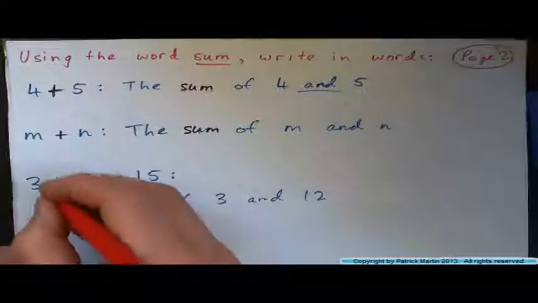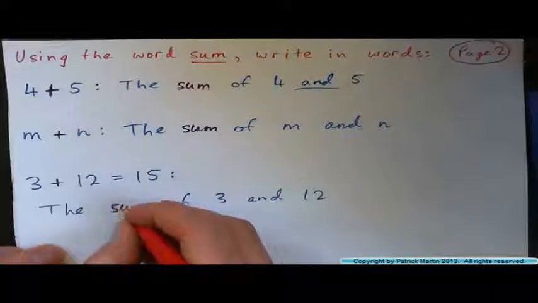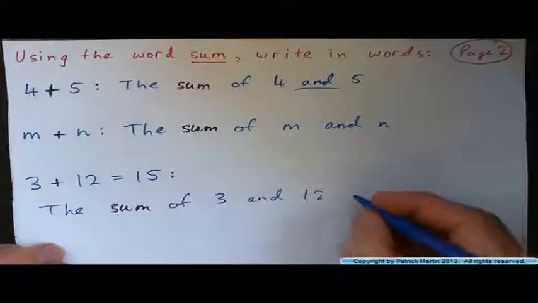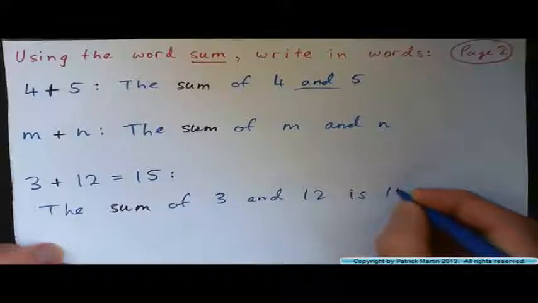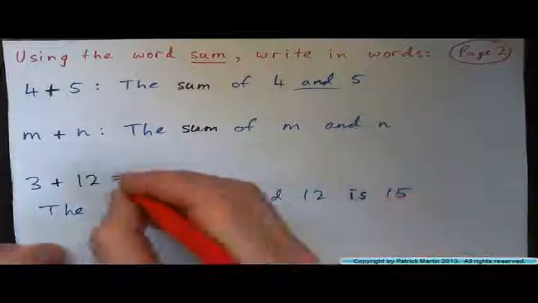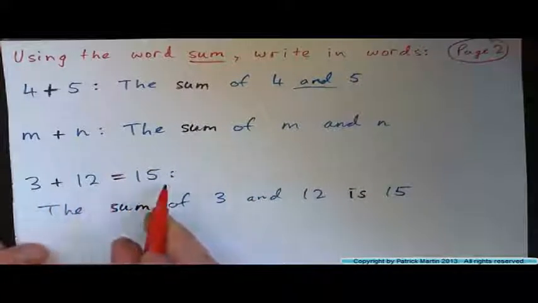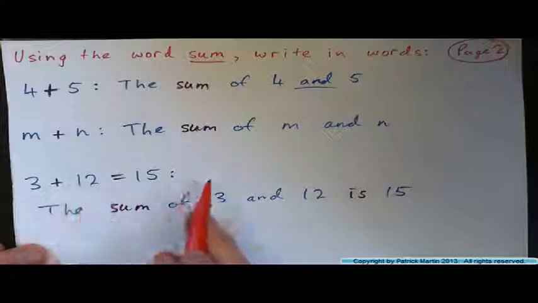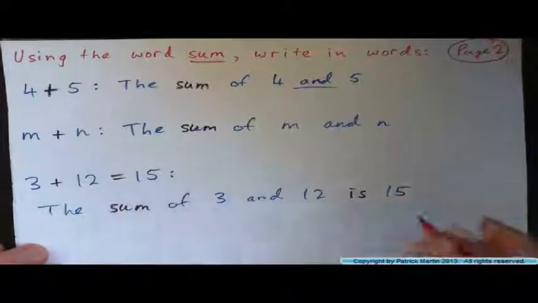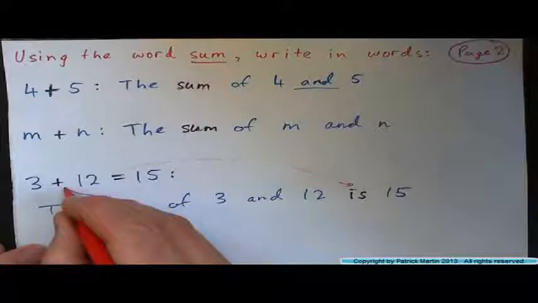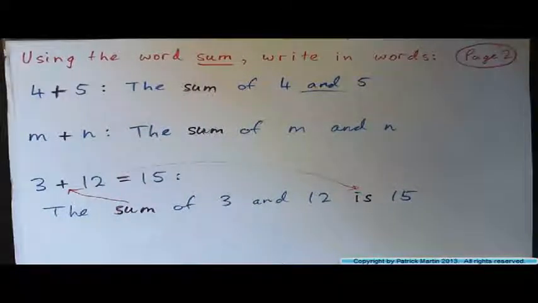Okay. So the plus becomes sum. And instead of writing equals, we can actually write is 15. Or equals 15, same thing. Is is the same thing as equals, right? 3 and 12 is 15. The sum of 3 and 12 is 15, right? So the equals corresponds to is, and sum corresponds to plus. Okay?